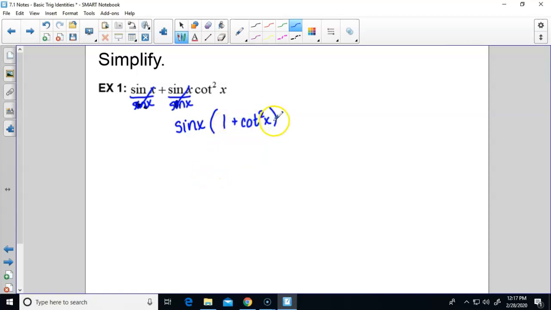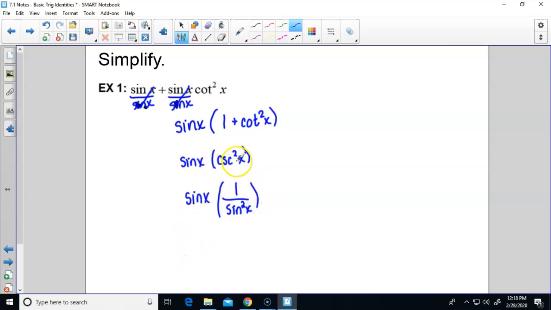Well, 1 plus cotangent squared x is a trig identity, and 1 plus cotangent squared x equals cosecant squared x. So I can replace 1 plus cotangent squared x with cosecant squared x. Well, we can also use some reciprocal identities here. So sine of x times cosecant squared x is sine x times 1 over sine squared x.